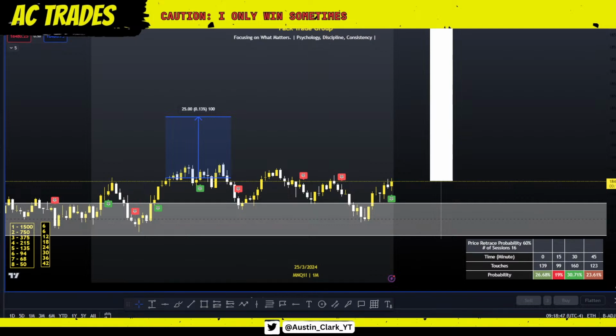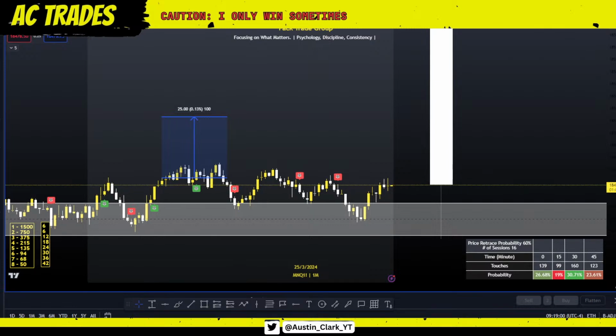We got 14 seconds left here. 10. This closes with bullish distribution. I'm going to add to my long position here. And it doesn't. It's really trying to. It's really trying to get there.